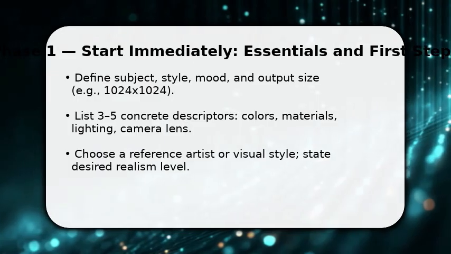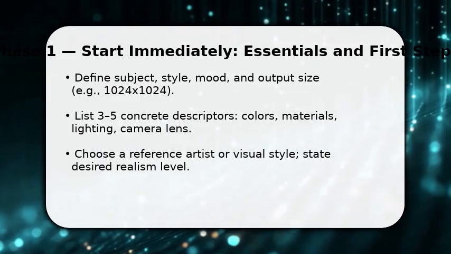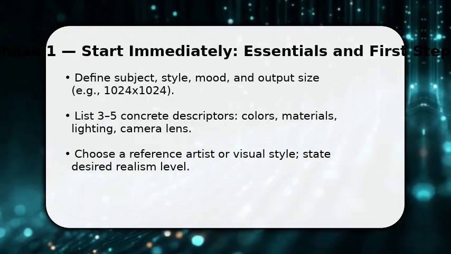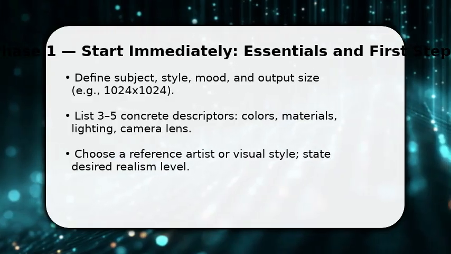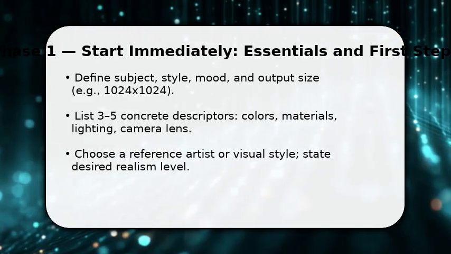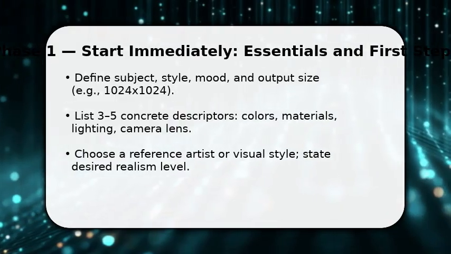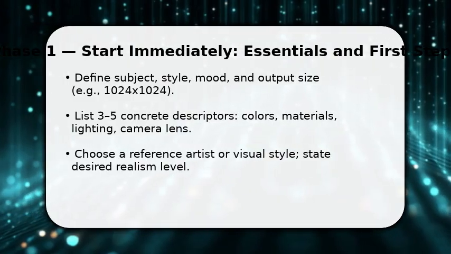You start by deciding what you want. Be specific about subject, style, and output size. Gather 3-5 concrete descriptors, colors, materials, lighting, and pick a reference style or artist. Begin with a concise seed sentence that names the subject and mood, then append key modifiers. Once done, add camera or lens notes for framing. This guides composition and perspective.